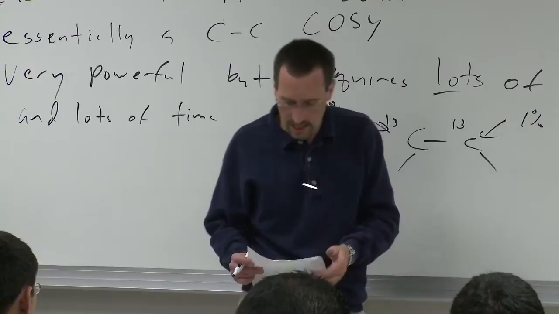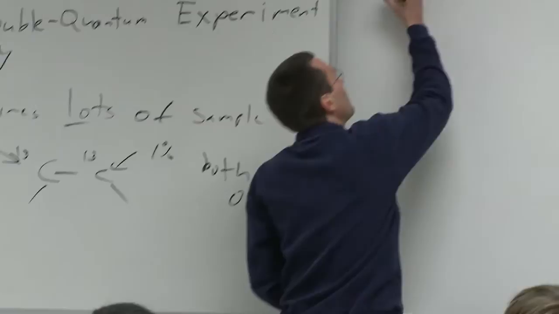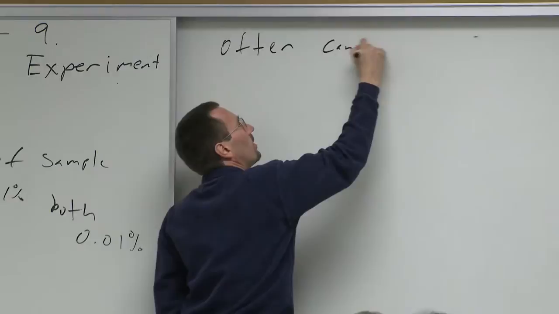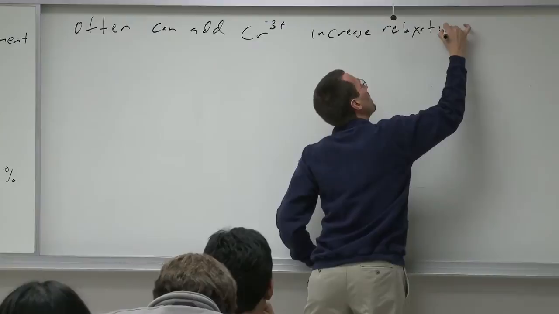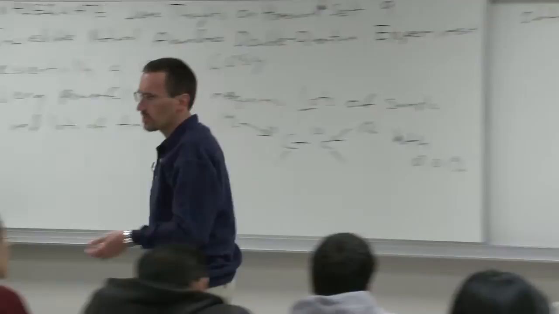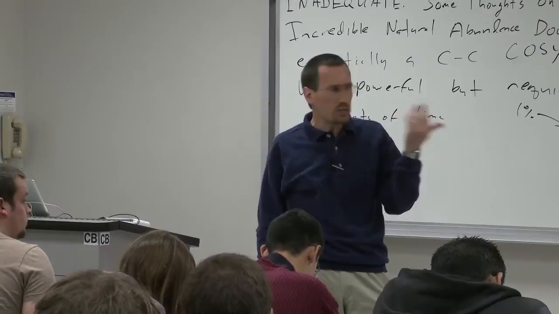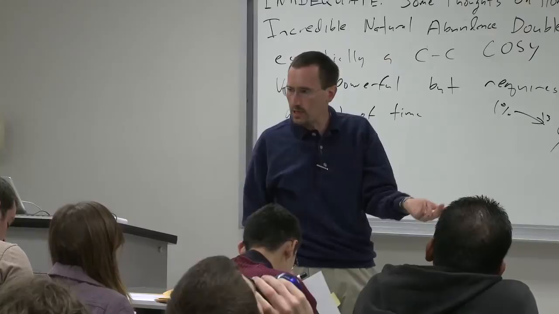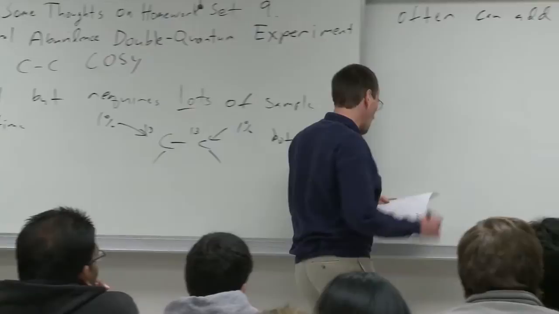Now, there are tricks that get played, and they're not fun if you've got a compound that you really want to get back. One of the tricks is that you often can add chromium 3 to increase relaxation. Remember how the quat carbons are always small because their relaxation time is typically on the order of many seconds, and you're pulsing every couple of seconds. So most of your magnetization is not returning to the z-axis. So you can add a paramagnetic compound, a metal ion, that promotes relaxation. That's going to reduce the relaxation time, so the magnetization returns to the z-axis. That'll help you out a bit. But we're often talking many hours or days of NMR time.